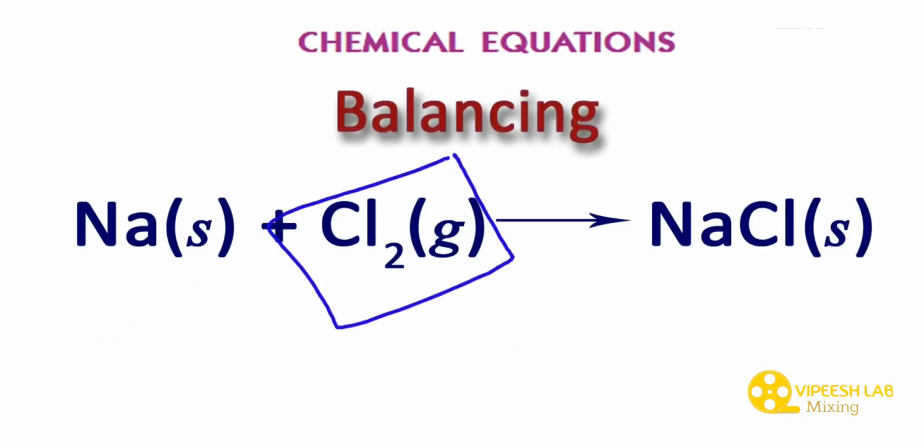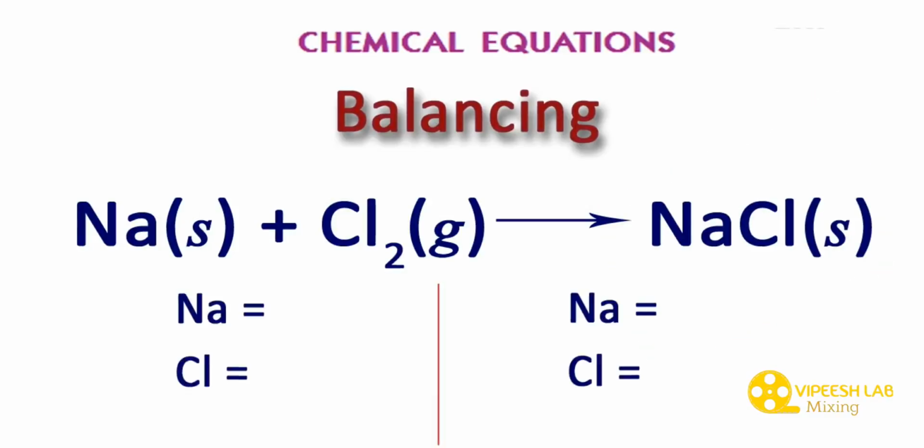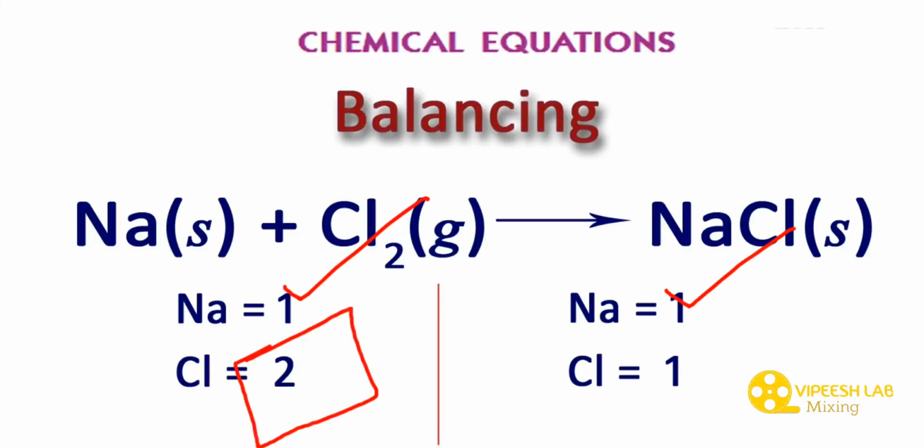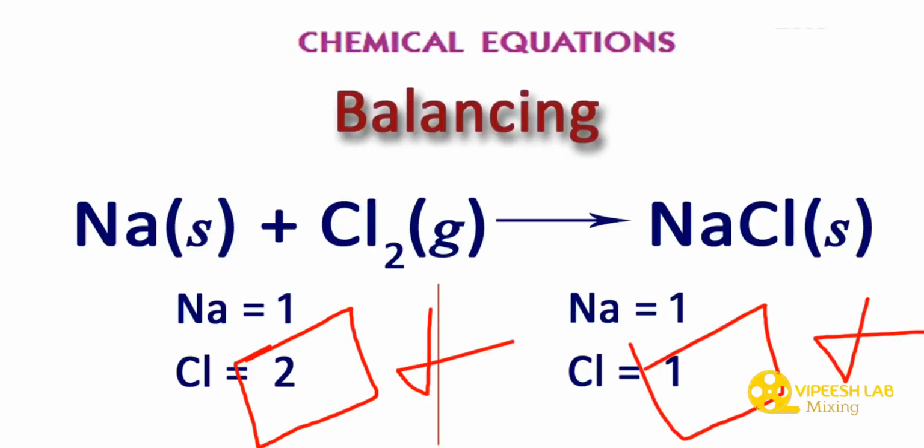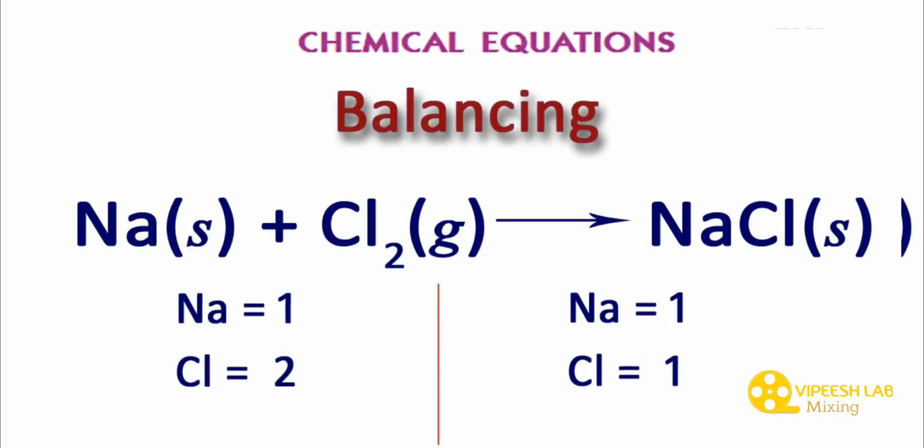And can you assume how many atoms there are in sodium, chlorine and sodium chloride? Look at that, sodium has 1 each on the LHS and the right hand side, but chlorine has 2 on its LHS and only 1 on the right hand side, so it is unbalanced.